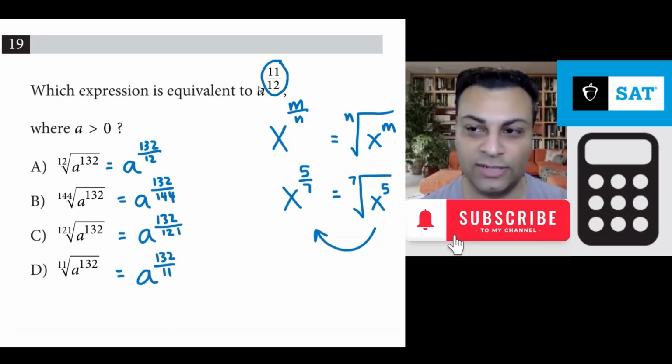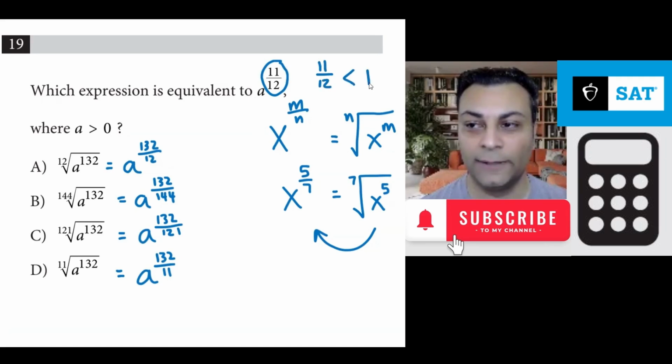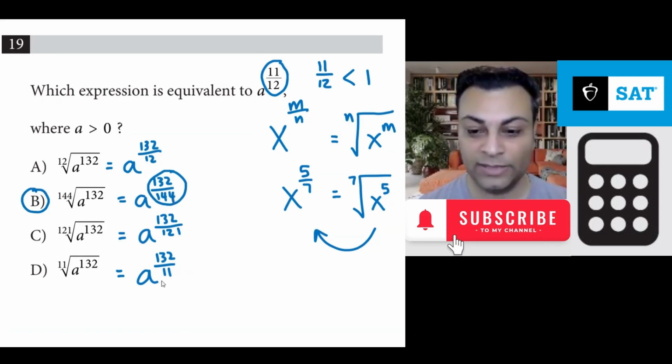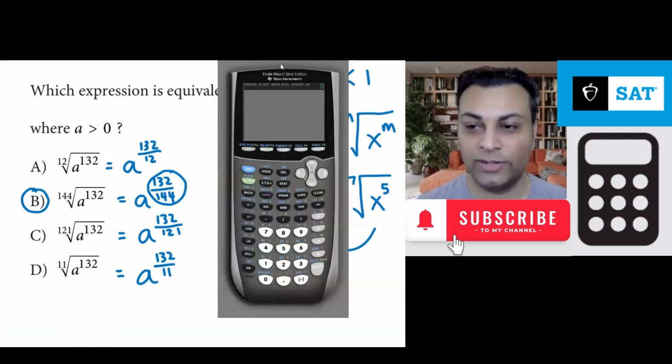The fastest way you can tell is that 11 is less than 12, so this fraction is below 1. Of all the fractions that we have, there's only one that's below 1, because the numerator is less than the denominator. So this is the answer right away, since 132 over 144 is less than 1. However, you can use your calculator to simplify 132 over 144. Let me get the calculator out real quick and do some fraction work. We can see 132 over 144 is 11 over 12, and these other fractions won't be 11 over 12. So that's the answer, B.